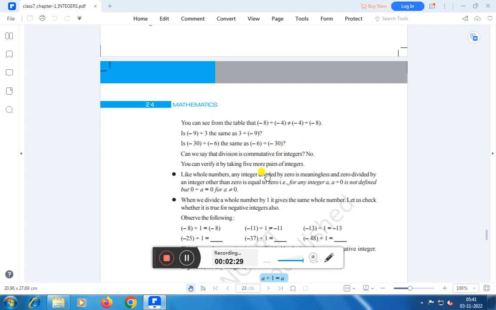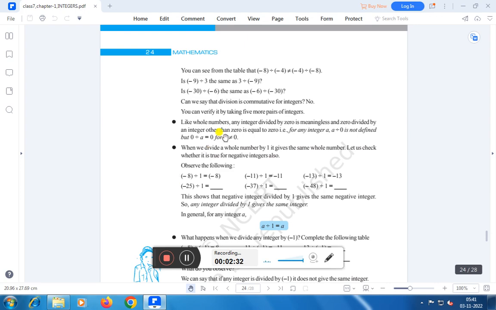Now, like whole numbers, any integer divided by 0 is meaningless, and 0 divided by an integer other than 0 is equal to 0. For any integer a, a divided by 0 is not defined, but 0 divided by a is equal to 0 for a not equal to 0.